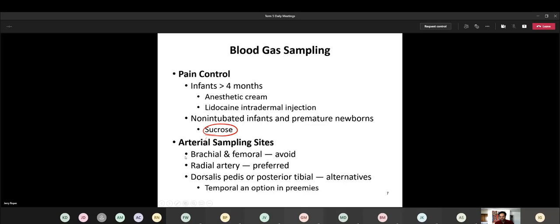Now, as far as your sampling, you don't really want to go brachially, and you definitely don't want to go femoral. So your best bet is to just stick with the radial artery, or you could do the foot, like the dorsalis pedis or the posterior tibial. And even in the very, very small babies, like the very micro preemies, you could even insert a catheter or take a sample of arterial blood from the temporal artery.